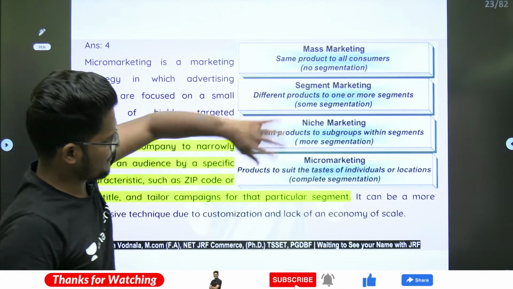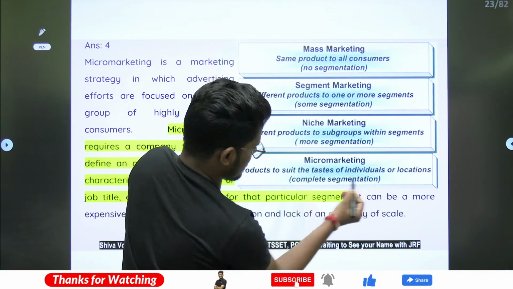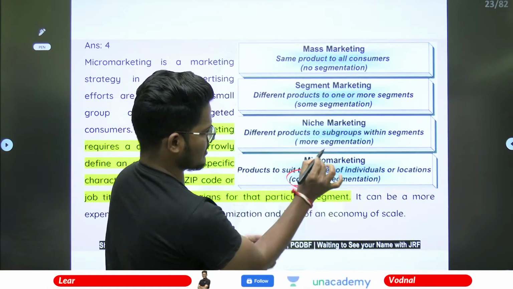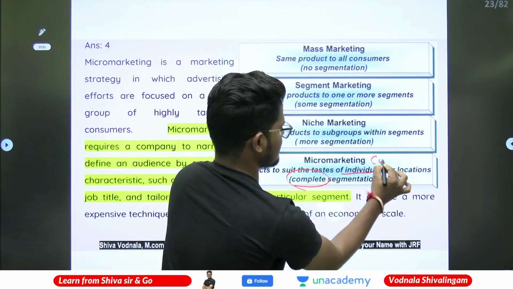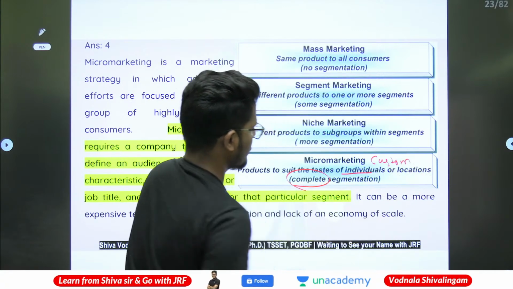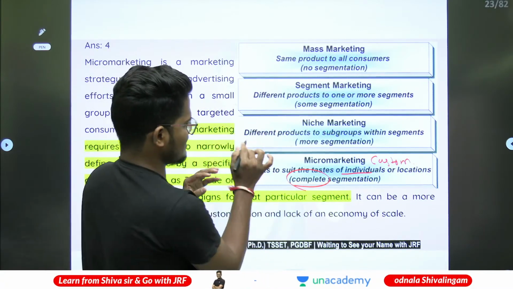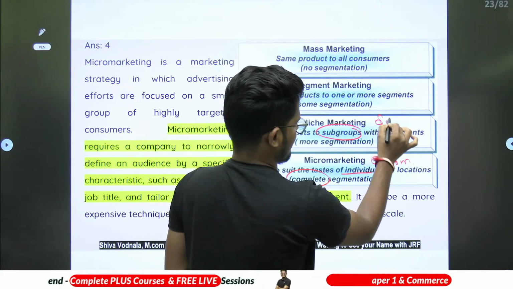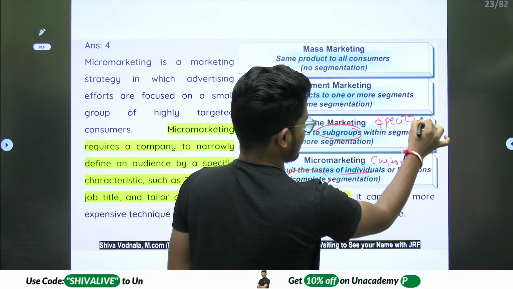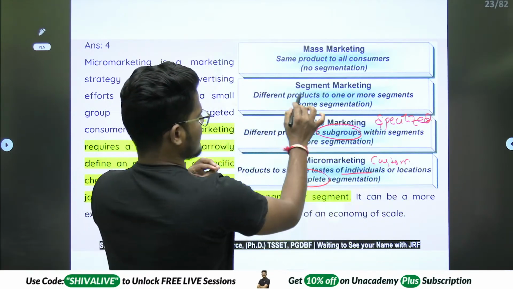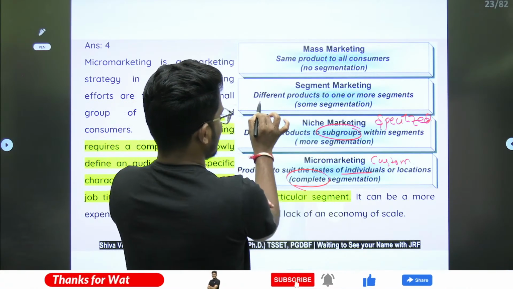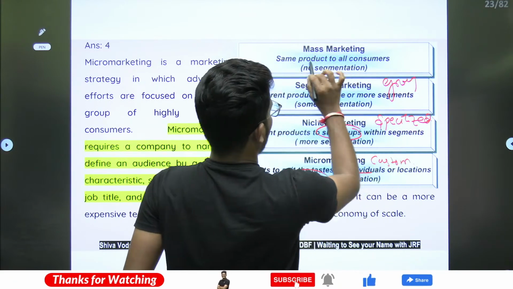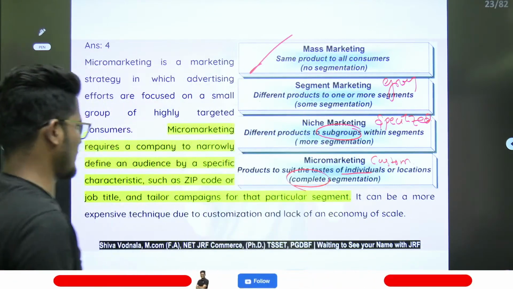Micro marketing suits the taste of the individual and location. This is complete segmentation, meaning products purely suited to the taste of the individual, where customization can be available in particular locations. Whereas niche is different products for a subgroup, because they are specialized products within the segment. And segmentation means a broader group: different products to one or more segments. For the entire group, they will be selling the same thing. And mass is nothing but the same for all. There is no differentiation for the mass.